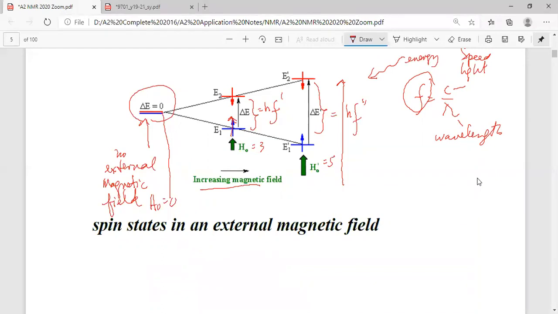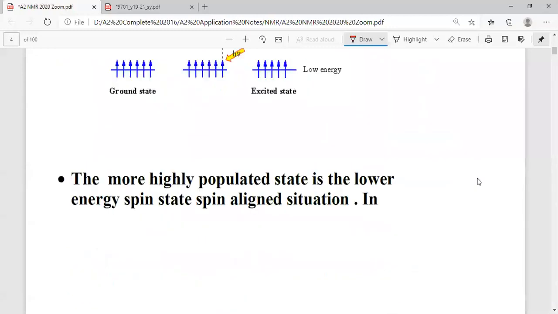So when you go from spinning clockwise to anti-clockwise, that is called a flip. From here to here is called flip, F-L-I-P, the flip of the spin. To flip it, it will absorb the energy. To go down, it will give off energy. Remember the difference in energy level between the two different spins is controlled by the external magnetic field. So remember this.